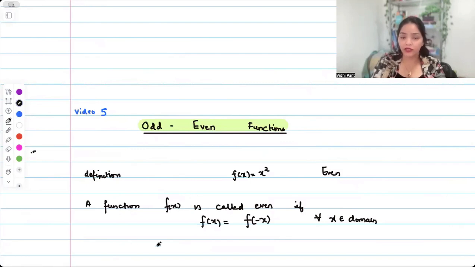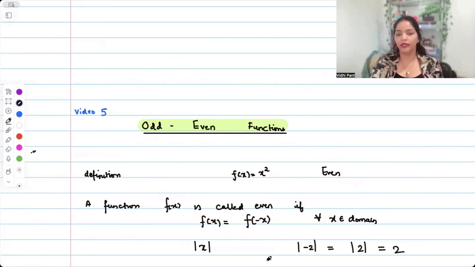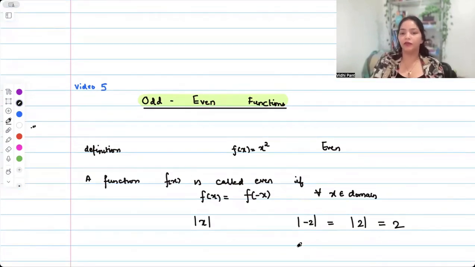So functions like x², like modulus of x, these are all even functions. Because what's going to happen here is, think about it, if you put -2, that is same as modulus of 2 and the value is just 2, right? So what is happening is f(-x) is same as f(x), and that is why we will call this function an even function.